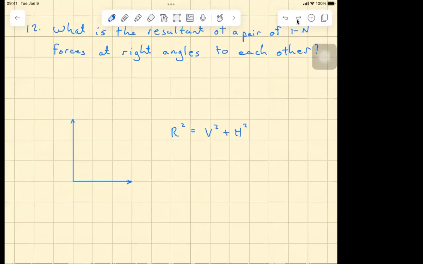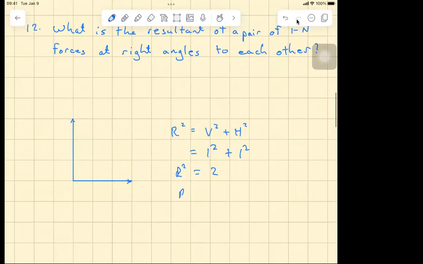So the resultant squared in this case is equal to the vertical squared, which is 1 squared, plus the horizontal 1 squared. So r squared is equal to 2. So r is equal to the square root of 2, which is equal to 1.414. And that would be the answer to this problem.